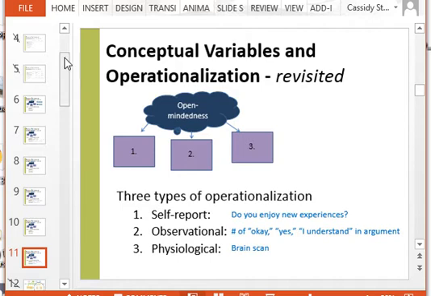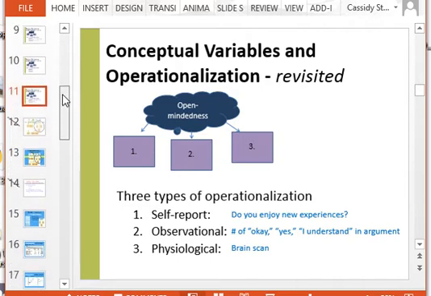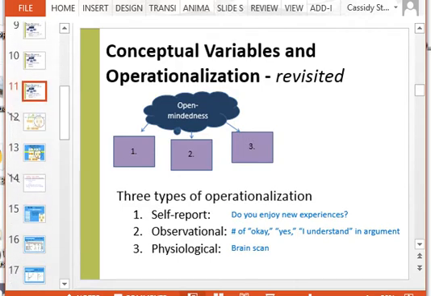So the general idea here is that when we are trying to measure something, some construct, there are multiple ways that we could go about measuring it. There are multiple operationalizations that would all be some way of measuring the construct, but not all of them are as good as others. So some operationalizations are better than others.